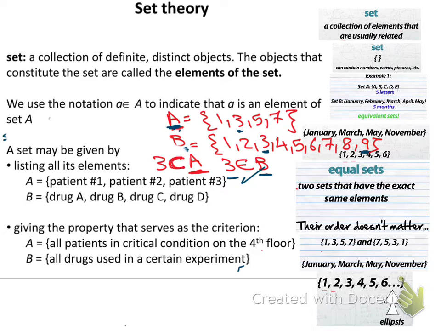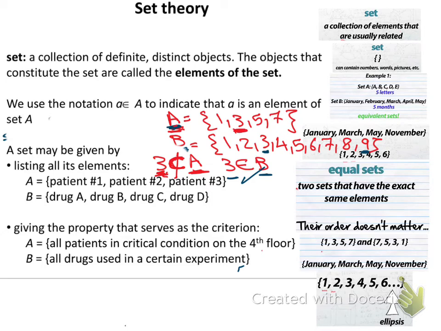No. Why is it wrong? 3, this is set A, and this is 3. No, but 3 is not a set. 3 is not a set. This symbol or notation means subset. So 3 is a subset of A? No, 3 is not a set or subset. 3 is an element, just an element.